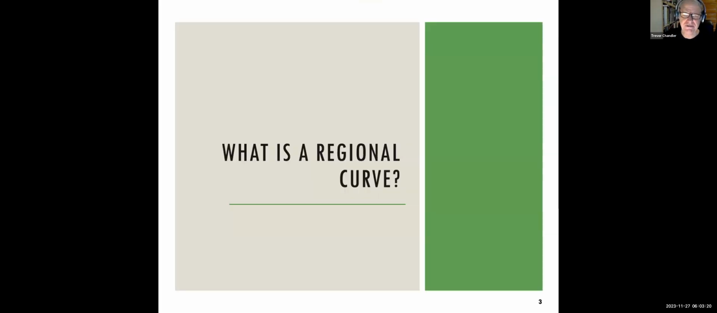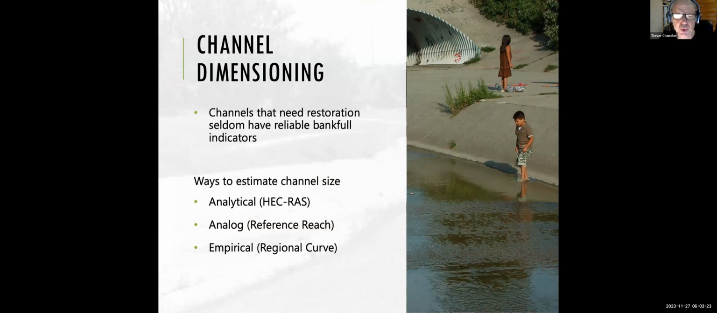So what is a regional curve? A regional curve is basically a tool to help dimension a channel, which sounds like something that might be easy to do, but it's not. It's actually pretty challenging. Channels that need restoration are those that we need to figure out how big they need to be, and sometimes that's not easy because they've either been messed around with or they're unstable. There's usually things wrong with them that make it very difficult to identify bankfull, which, as I mentioned, is really important and key to getting you started with channel restoration.